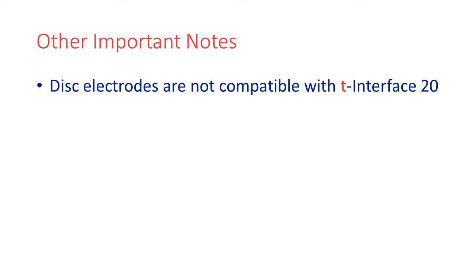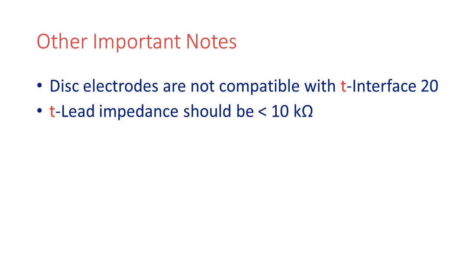Other important notes include the fact that conventional disc electrodes are not compatible with the T-interface 20 and should be plugged directly into your amplifier as usual. The T-leads are the only electrodes authorized to be used with the T-interface 20. T-lead impedances should be below 10 kiloohms. Contact CREmedical directly for information about our impedance measuring equipment.